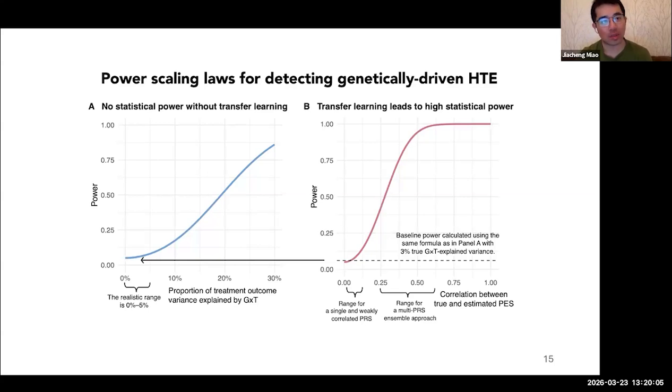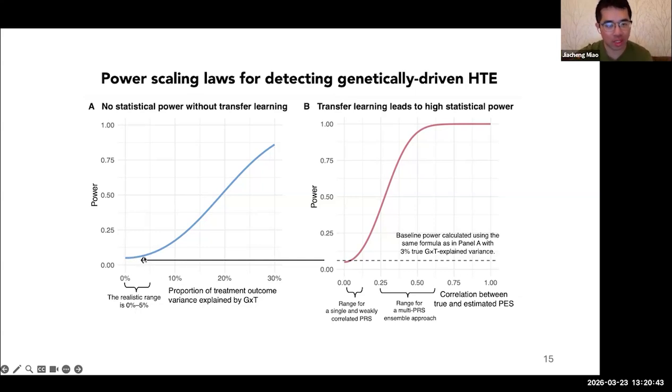Next, I will show some, to me, pretty cool results about the power of this fine-tuning instead of training the model from scratch. Here I'm showing the statistical power to detect this heterogeneous treatment effect. The panel here shows training the model from scratch. The x-axis is the proportion of the treatment variance explained by the G by treatment interactions, and the y-axis is the power. The realistic range is 0% to 5%, which is actually pretty large effects.